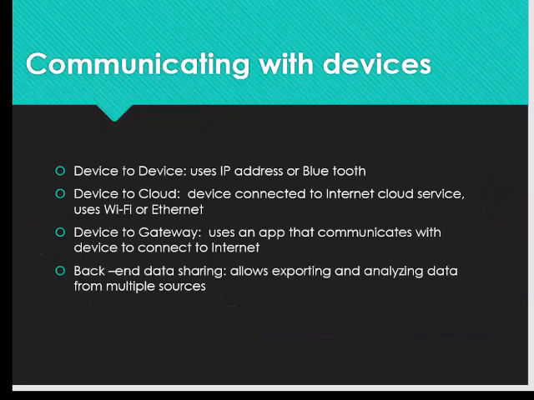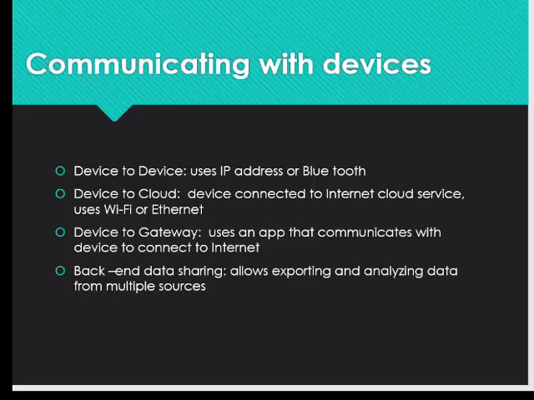How do these devices communicate? They communicate in different ways. Some of these devices communicate from device to device using the unique IP address of each one, or they can use Bluetooth. Some examples of this include light bulbs, light switches, and door locks. They also communicate device to cloud. The device is connected to the Internet Cloud Service to exchange data. It uses either a Wi-Fi connection or, in some cases, a wired Ethernet connection. An example of this would be smart TVs.